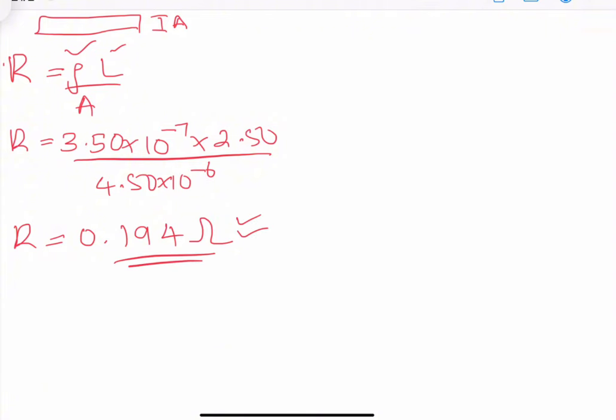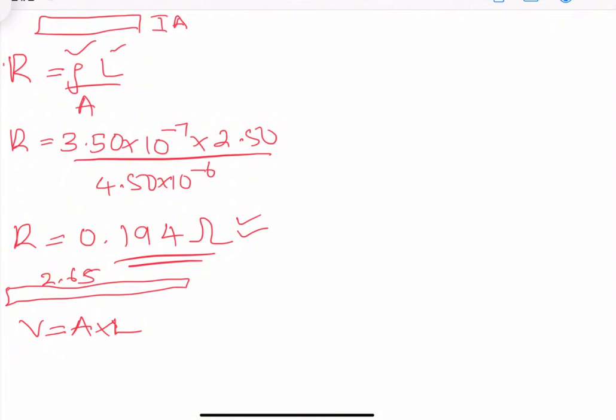I move on to my second scenario. The wire has been stretched into 2.65. But I've been told by this question that the volume remains constant. Very important. The volume remains constant, right? But we know that volume is equal to area times length, okay? If volume remains constant, it means that the volume that the wire initially had is the same as the volume that it now has, right?